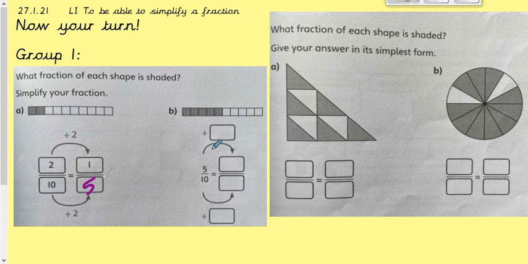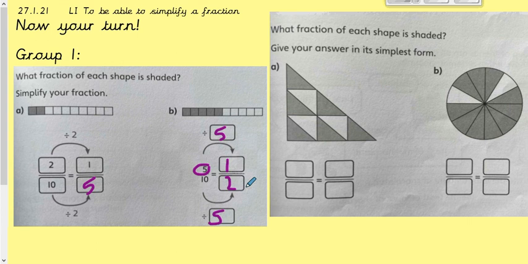And then this one, we have 5/10, and you need to work out what we're going to divide by. Now, we know that we cannot divide 5 by 2 because it's an odd number. So what could we divide it by, do you think? It would actually be 5. 5 divided by 5 is 1. 10 divided by 5 is 2. Therefore, 5/10 simplified is 1/2.